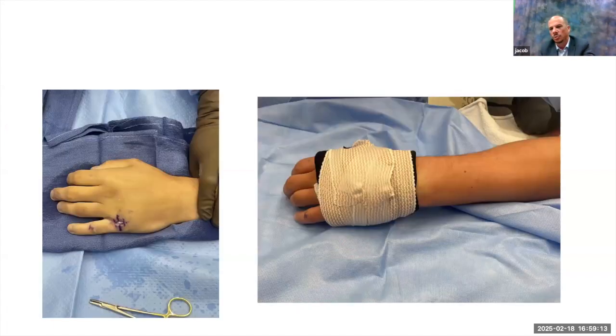When I do this, I usually do it with no immobilization at all. This is the incision, where we put that screw down. This is just a soft dressing to cover up the incision and allow time to heal. But right away, people are getting their fingers moving.